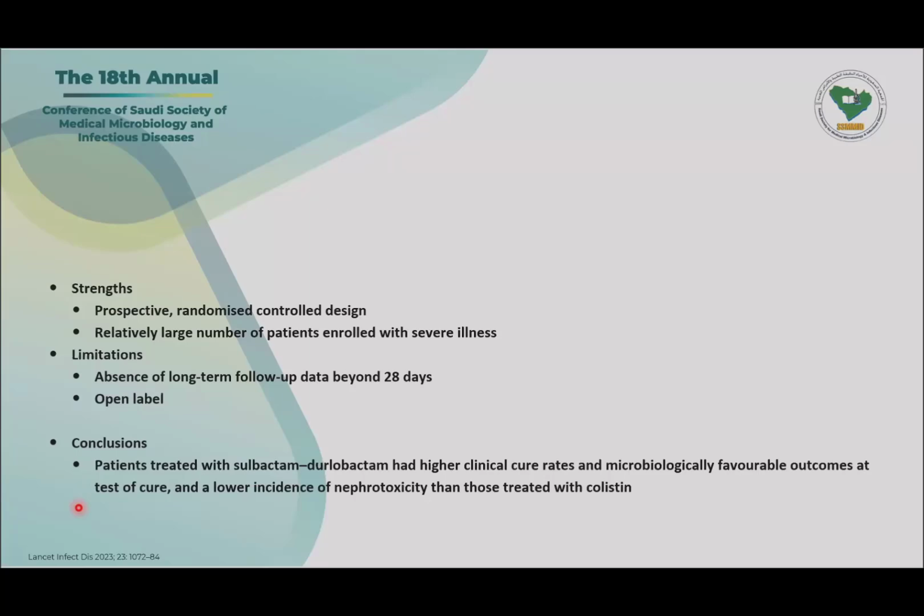So in conclusion, from this trial, patients treated with sulbactam-durlobactam had higher clinical cure rates and significantly higher microbiological eradication compared to those patients in the colistin group. Also, as a primary safety endpoint, those patients had much lower renal dysfunction compared to the colistin group. Just a quick note that this product is now FDA approved. It was approved in 2023 for management of carbapenem-resistant Acinetobacter.